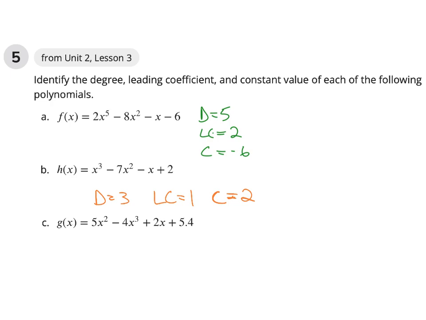And finally, negative 4x cubed. Look for the highest term. It doesn't matter where it is. This one is not written in order. So our degree is 3. Our leading coefficient is negative 4 because the sign in front of the term goes with the term. And our constant is 5.4.